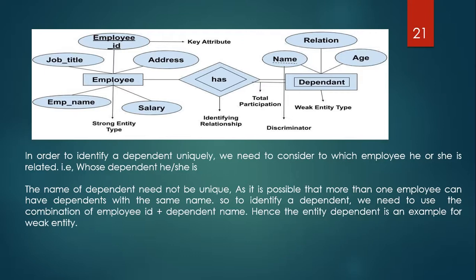The name of dependent need not be unique, as it is possible that more than one employee can have dependents with the same name. So to identify a dependent, we need to use the combination of employee ID plus dependent name. Hence the entity dependent is an example for a weak entity. So what is a strong entity, what is a weak entity, give example.